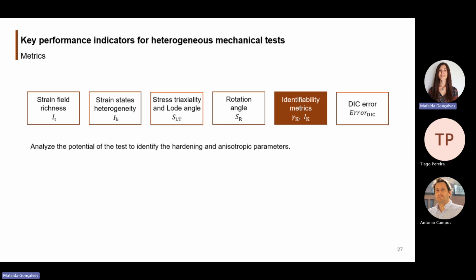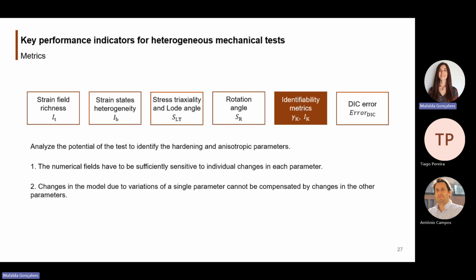And without performing the identification process, we can analyze the potential of the test to identify the hardening and anisotropic parameters. And usually two conditions are evaluated. The first one, the numerical fields have to be sufficiently sensitive to individual changes in each parameter, and changes in the model due to variation of a single parameter cannot be compensated by changes in the other parameters. And for that, to evaluate the second condition, we propose a collinearity index that can evaluate the dependency between each parameter. And if it presents a value lower than 20, the test is able to identify the parameters from the model being evaluated.